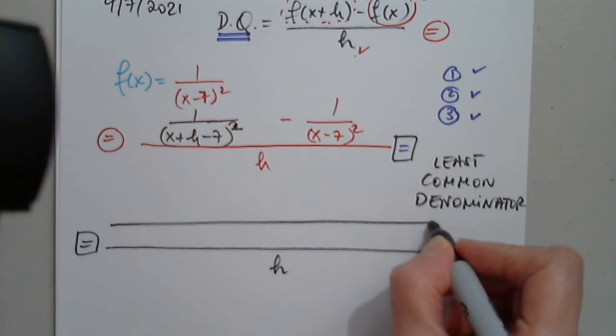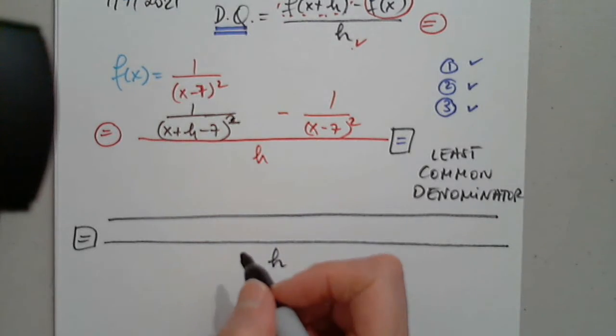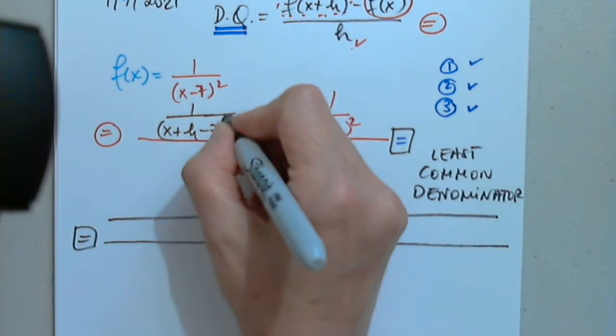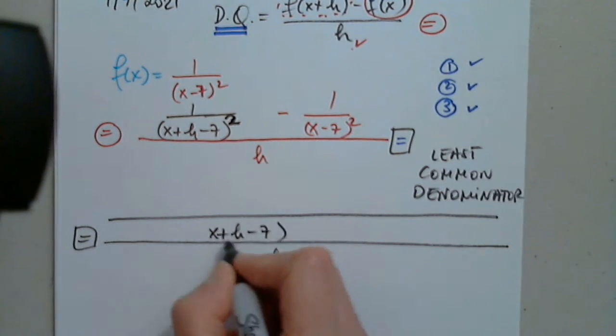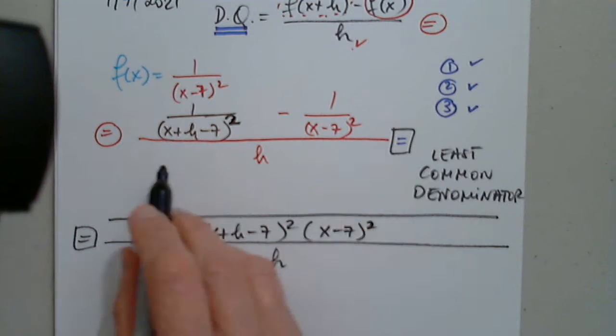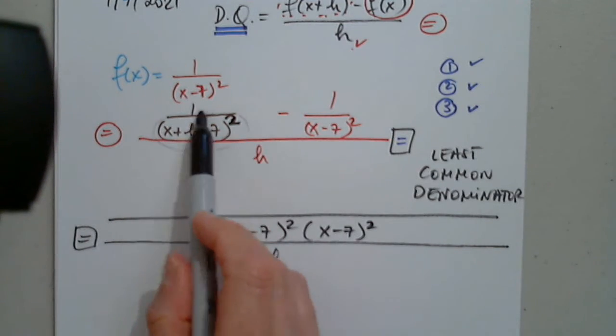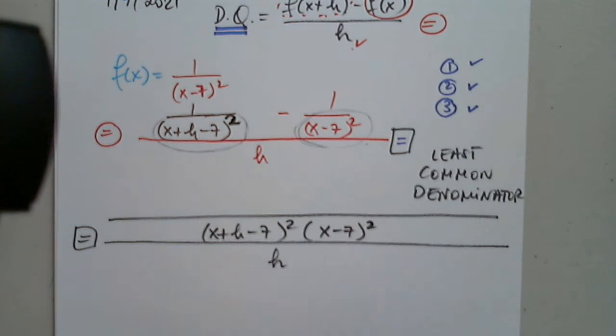What is the least common denominator? X plus h minus 7 squared times x minus 7 squared. Very good. Awesome. They have nothing in common. This is by itself, nothing in common. This is by itself, nothing in common.